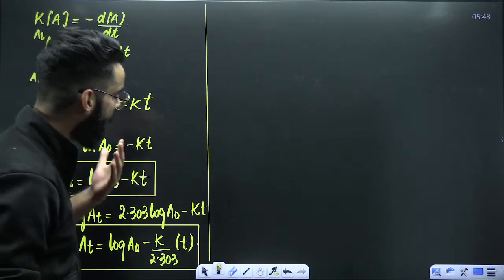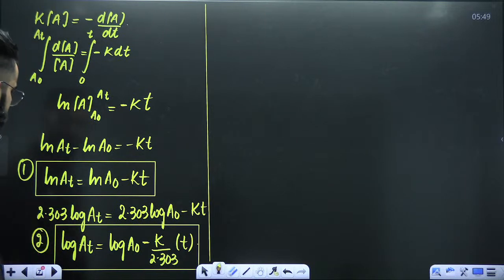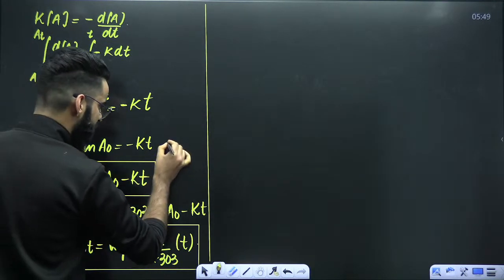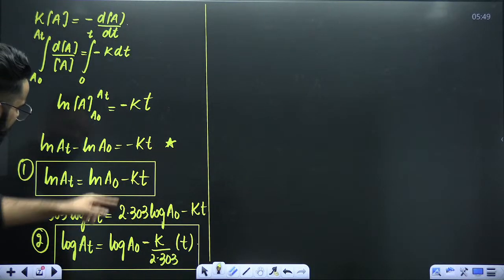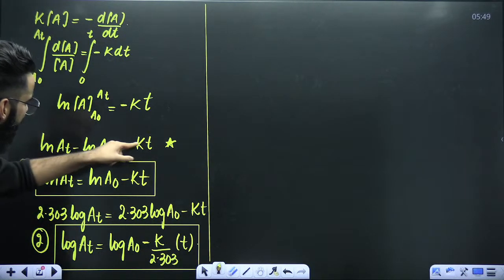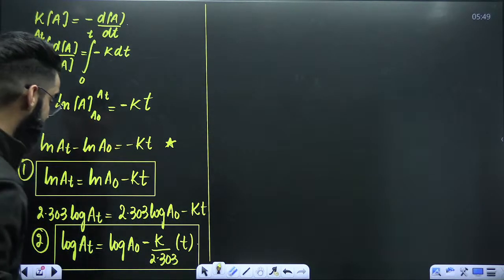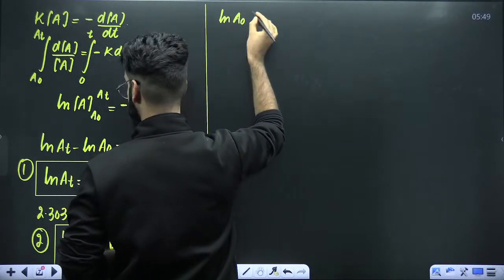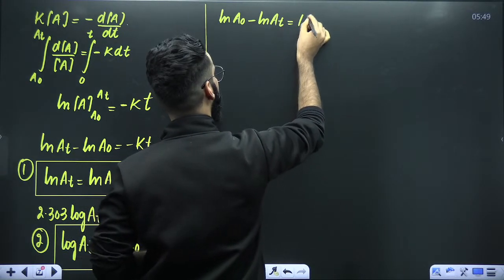Now let's have a look at a few more expressions of first order kinetics. Understand properly what exactly I'm going to say. If you look at this particular equation, the one which I'm representing with a star, I'm going to multiply this equation by minus. Multiplying this equation by minus, it will come out to be ln of A0 minus ln of At, and it will be equal to kt.